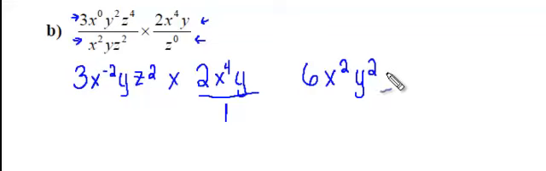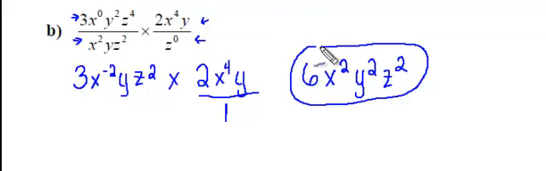And z has no partner in the other term, so I can just rewrite it. There is a 1 on the bottom, but like I said, anything divided by 1 is just itself. So this is very sufficient for your final answer.